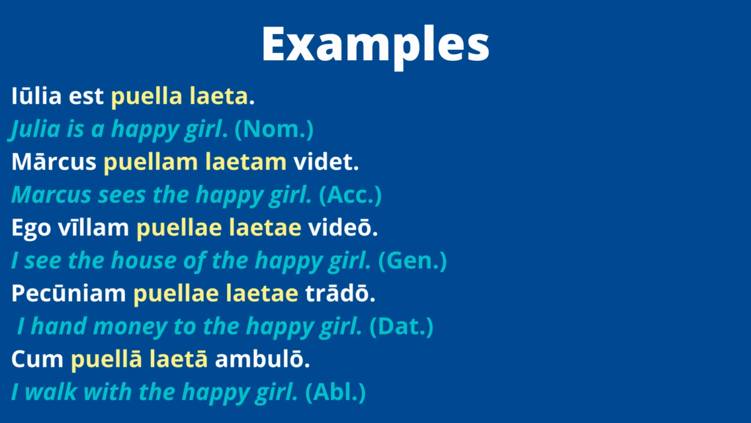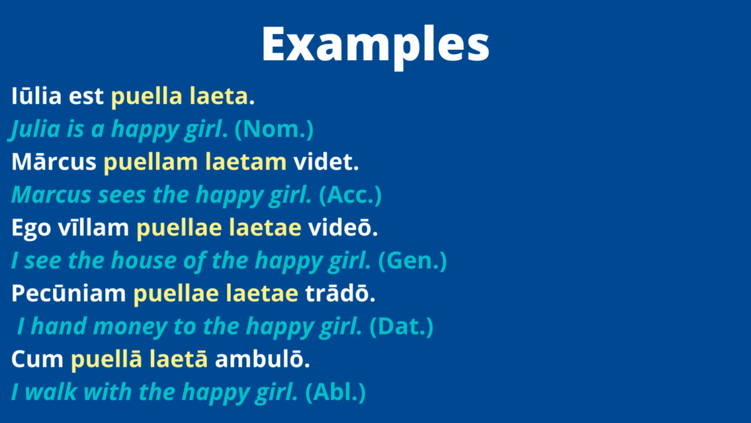Puellam and laetam are both accusative, and notice how the ending had to change to an -am, right? That's the accusative singular ending. Then you have domum puellae laetae video. So I see, video, ego video, right? The house of the happy girl, puellae laetae. That -ae ending, again, we changed it. It's genitive, so it's of the happy girl.